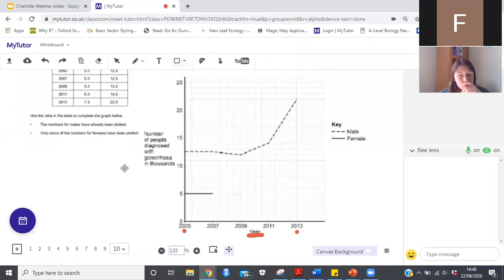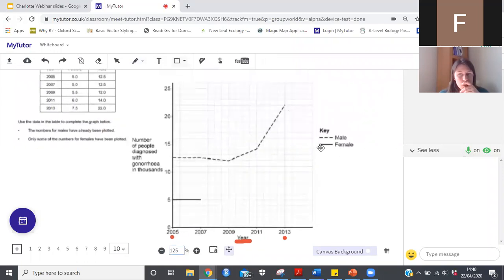Okay, so the male line is the dotted line on the graph. We can see that if we're going to do a bit of data interpretation there, cases of gonorrhea plateau between 2005 and 2009 and then take a bit of an increase between 2009 and 2013. For females, we've got data plotted for 2005 and 2007. They stayed at 5,000 cases of gonorrhea.